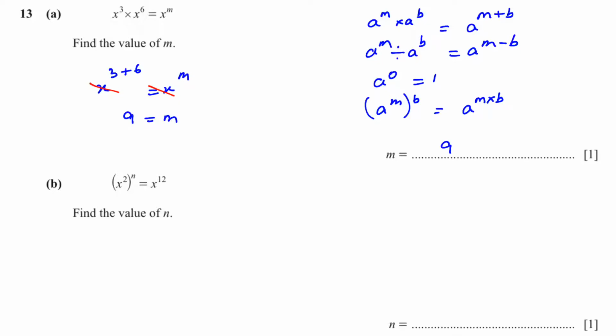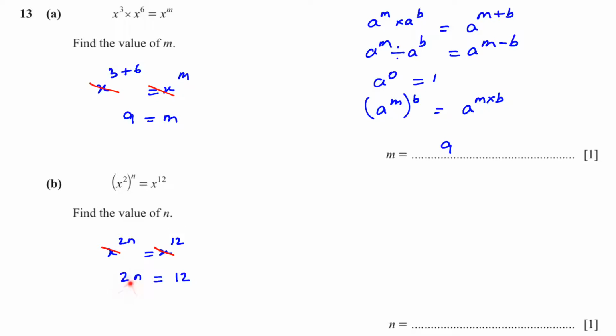And for the next question, we have a power in the bracket and outside the bracket. So this is the rule we are going to use. X to the power of 2n is equal to x to the power of 12. The base is same, x and x, it gets cancelled. So what equation do you have now? 2n is equal to 12.